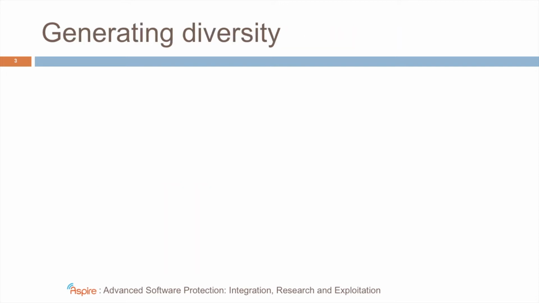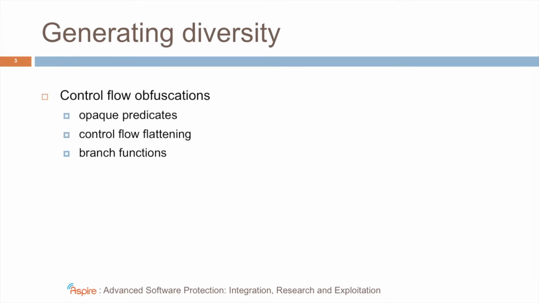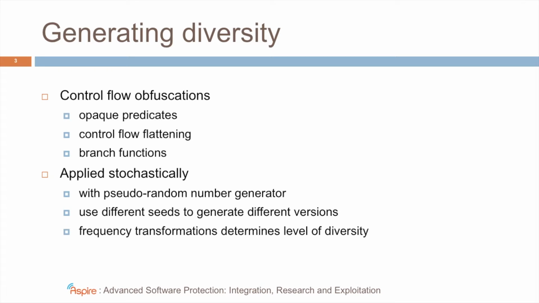Now, how do we generate diversity in native code? Well, it's very simple. You might also remember from another video that we deploy control flow obfuscations, so we can insert opaque predicates. We can apply control flow flattening on the graphs of our functions, and we can insert branch functions, so that's to redirect the direct control flow by indirect control flow. And what we'll do to generate diversity is to apply those stochastically. So we'll use a pseudo-random number generator that will decide where the control flow obfuscations are applied, and we will use different seeds to generate different versions.